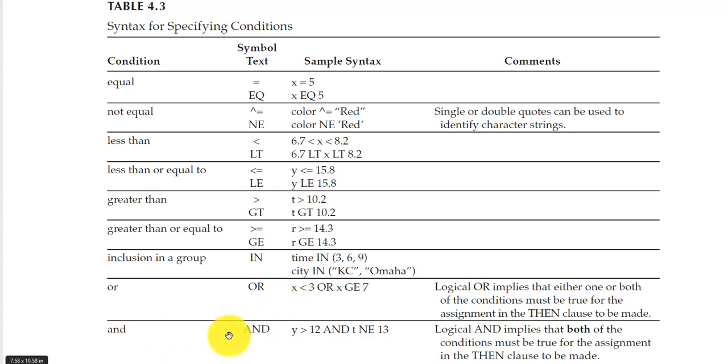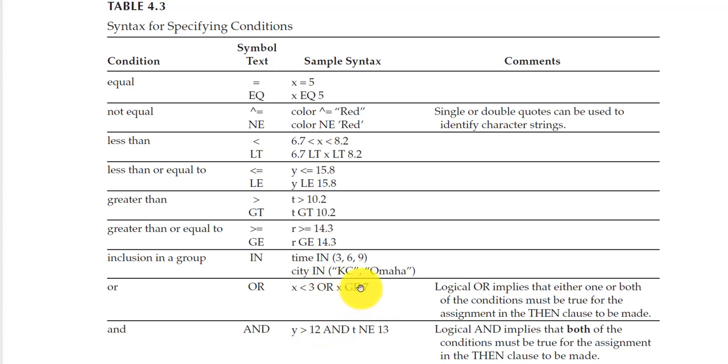Logical and means then that both of these things must be true. So if I look at y greater than 12 and another variable t is not equal to 13, both of those must be true for the condition to be satisfied.